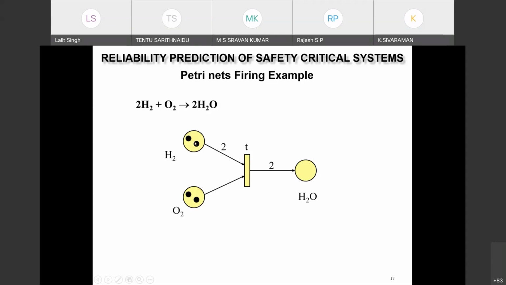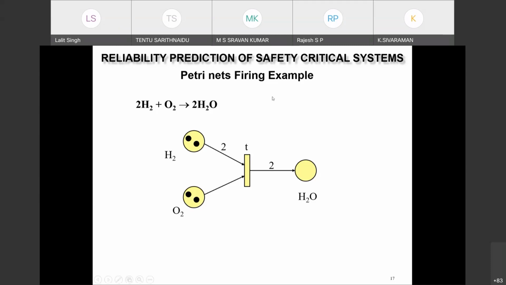But who will decide the sufficiency of the tokens? The weight of the respective arc will decide the sufficiency of the tokens. For example, in this figure, the weight of the arc which is connecting the hydrogen place and transition T is 2. So the hydrogen place must contain at least 2 tokens, at least for the enablement of the transition T.